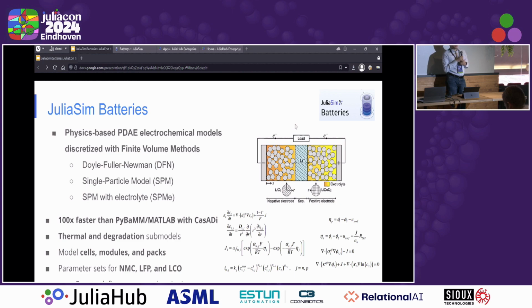These models are discretized with finite volume methods, and we have several models with different degrees of precision, starting from the most precise one to less precise models with certain assumptions. If you look at here, I don't know if my mouse can be seen, these are the equations that we're solving. So these partial differential algebraic equations are discretized into.